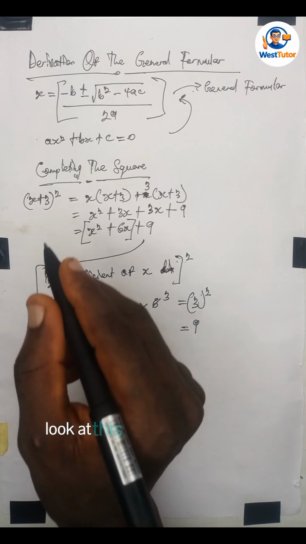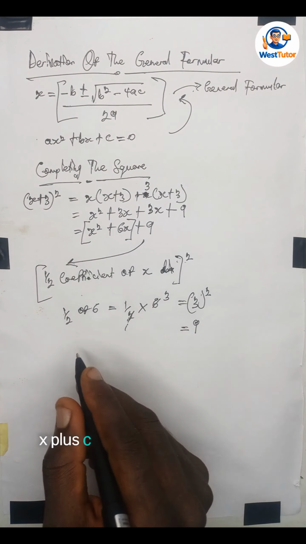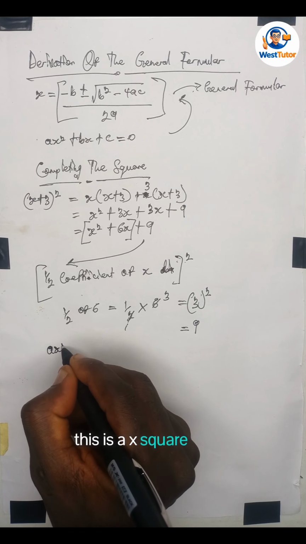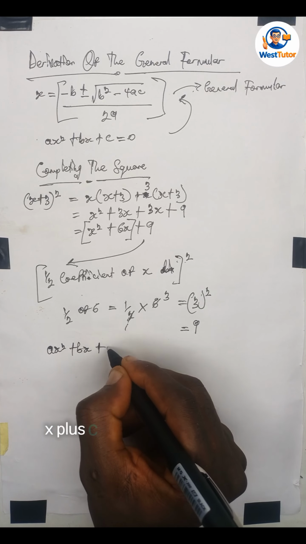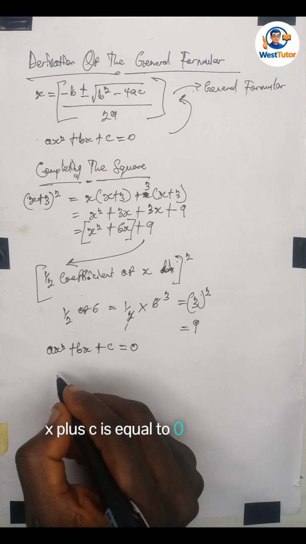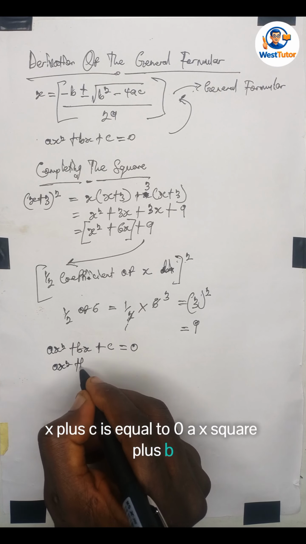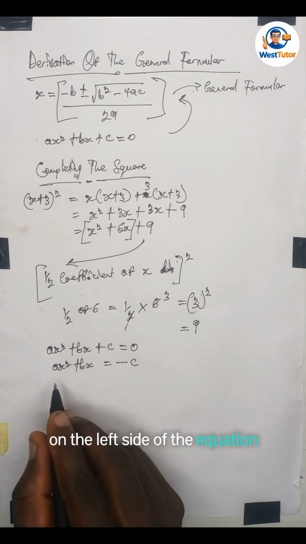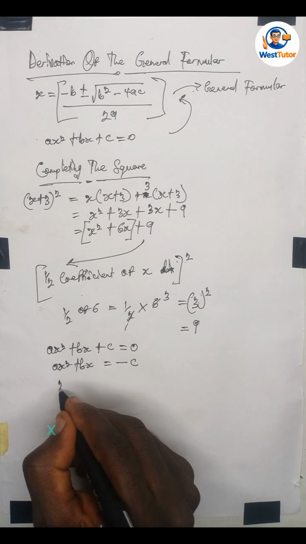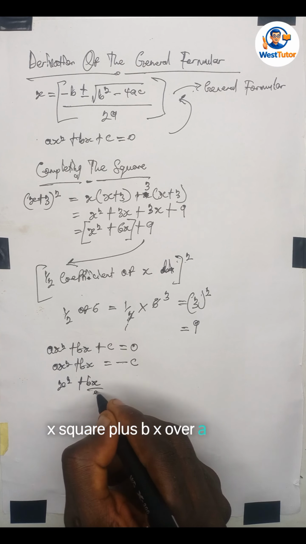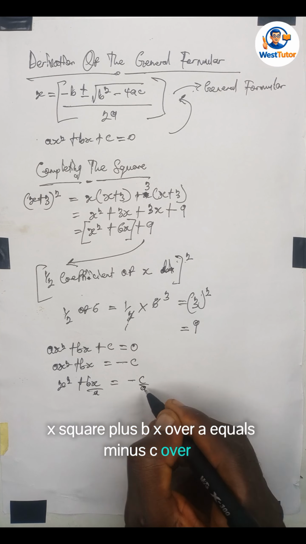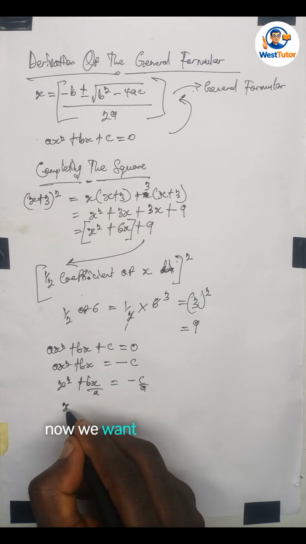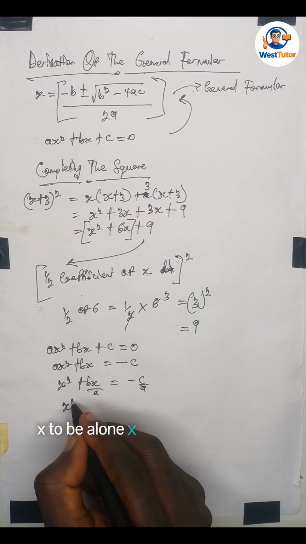Now we'll apply it here. Look at this equation, ax squared plus bx plus c. We want to apply it to getting that general formula. This is ax squared plus bx plus c is equal to 0. Ax squared plus bx equals minus c, because we want to make the unknown on the left side of the equation. We also need to clear the coefficient of x squared. x squared plus bx over a equals minus c over a. That is, you divide through by a.